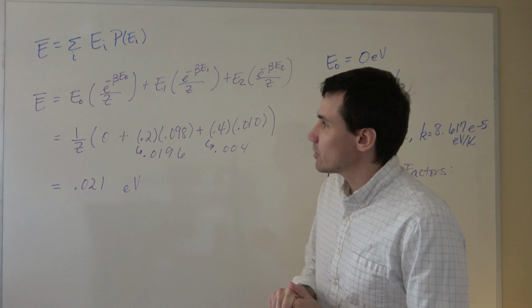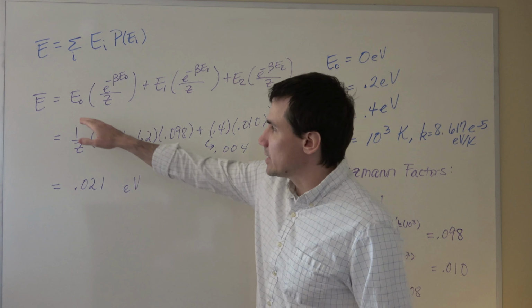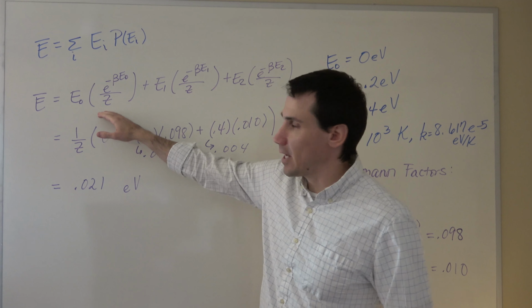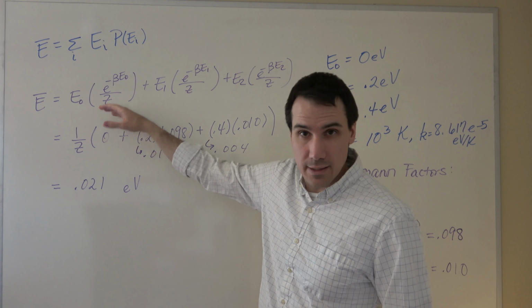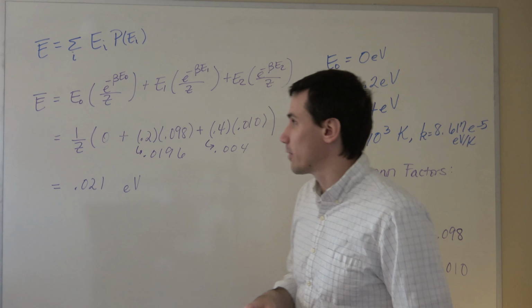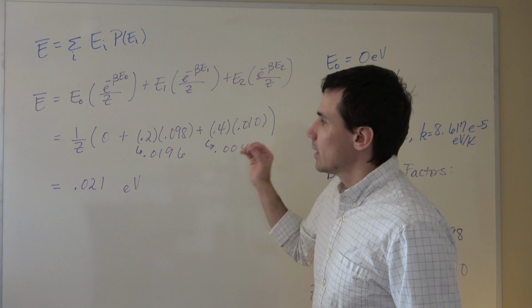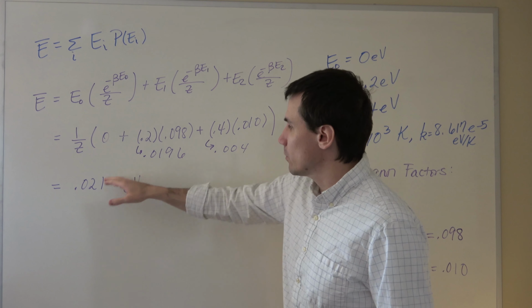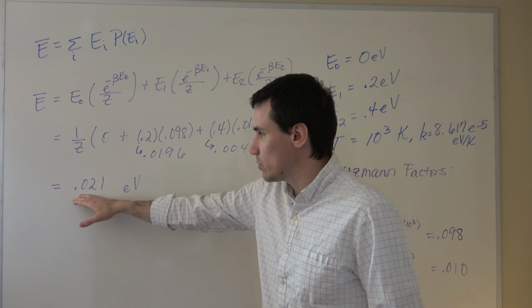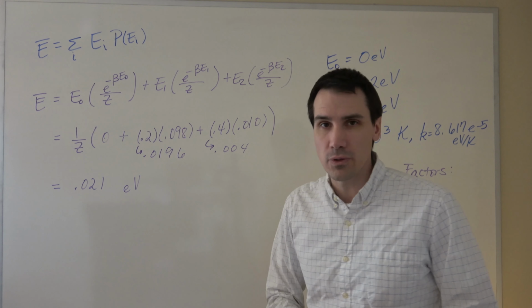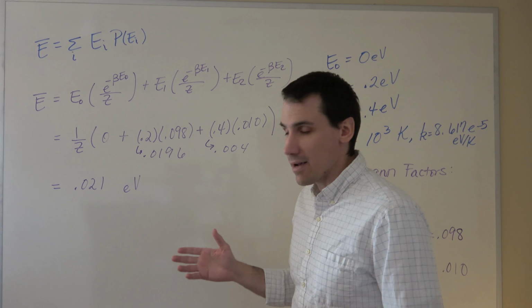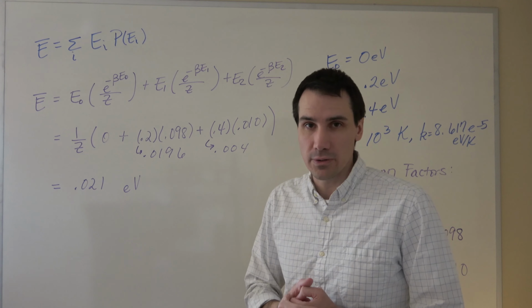Okay. Now that we have our Boltzmann factors and our partition function, we can calculate the average energy. For the average energy, we simply take the energy of the state and multiply it by the probability of that state, its Boltzmann factor divided by the partition function. We do this for each of the states and add them up. In doing so, we end up finding 0.021 electron volts as the average energy of a particle in this system.